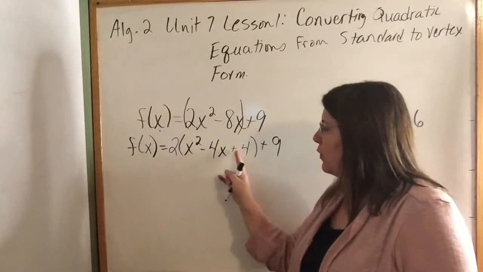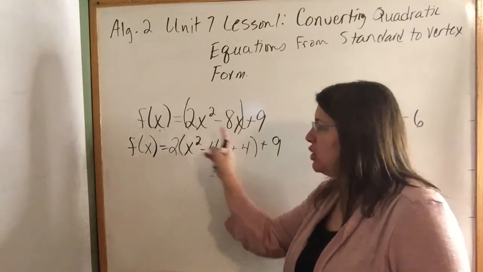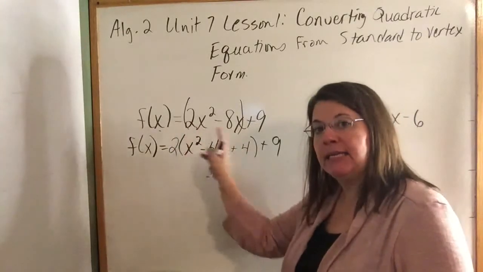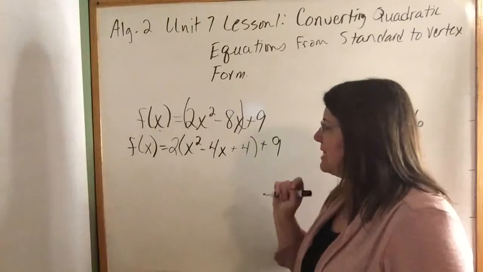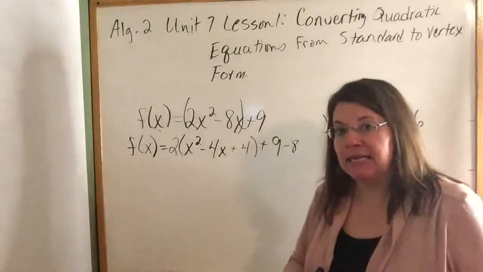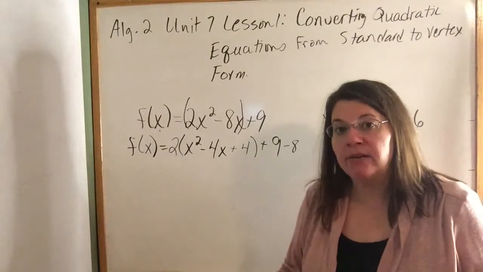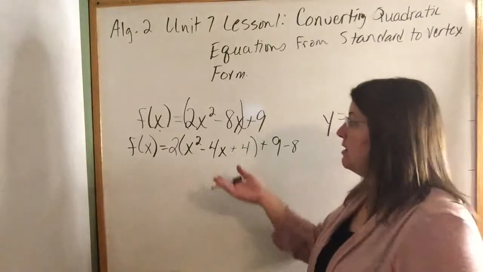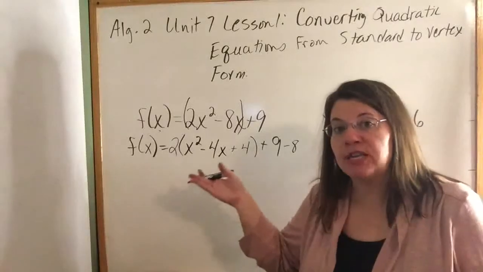We haven't added a 4. Haven't we added a 2 times 4, or 8? So we've added an 8 inside. That means on the outside we have to subtract an 8, so that we've really only added 0. We're just changing what this equation looks like. We're not changing its value.